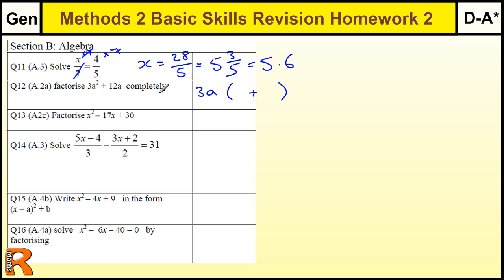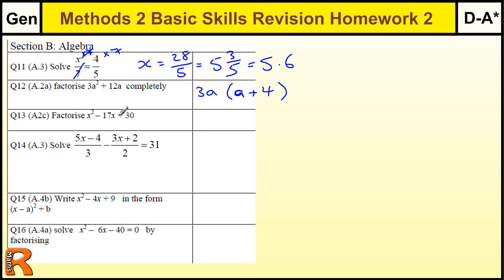What we've got left, well, what do we times 3a by to get 3a squared? Well, that's just a. And what do we times 3a by to make 12a? Well, that's just 4. So we have 3a is our factor, and a plus 4 goes in the bracket.